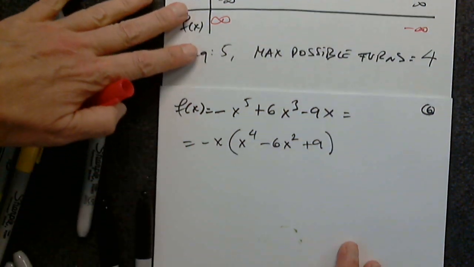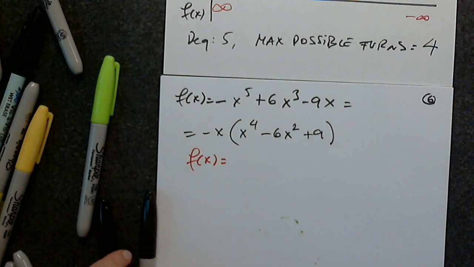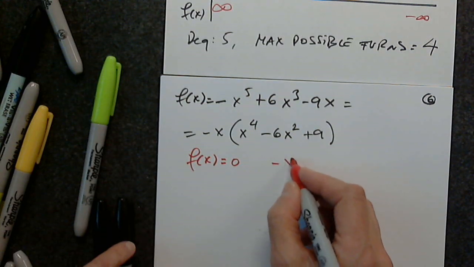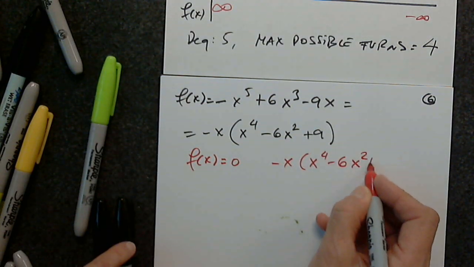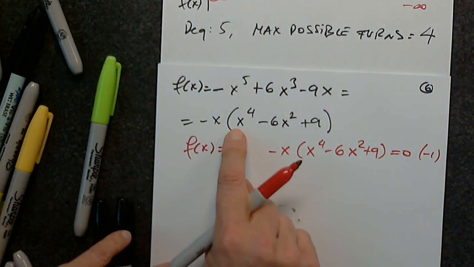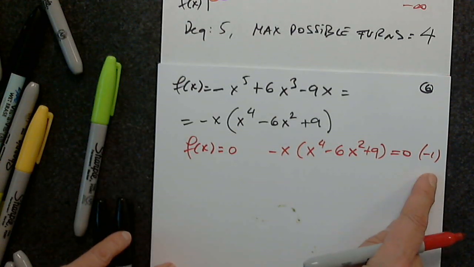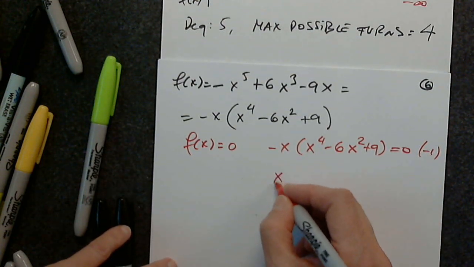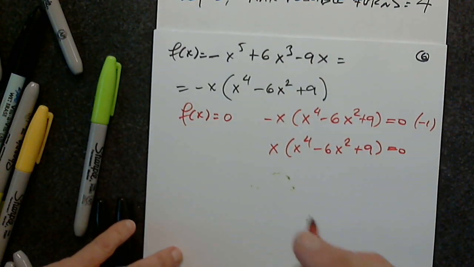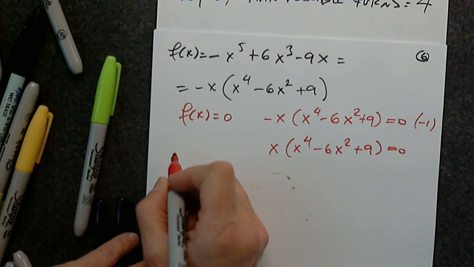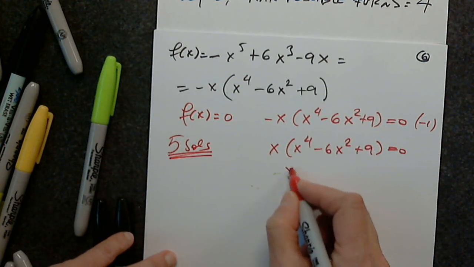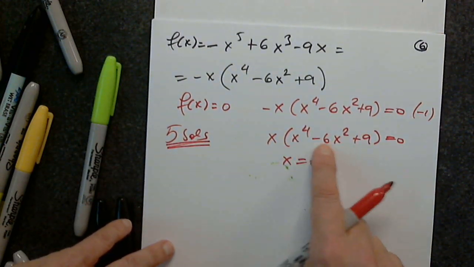So when I set f of x equal to 0, see how everything from chapter 2 is coming now? I have negative x to the 4th minus 6x squared plus 9 equals 0. Of course, I will multiply by negative 1. I cannot do it in a function, but in an equation, I can multiply by negative 1. So I get x, and then x to the 4th minus 6x squared plus 9 equals 0. How many solutions again? I need to write them on the side so we don't forget. 5 solutions. Here's the first one, but 4 more have to come from here.